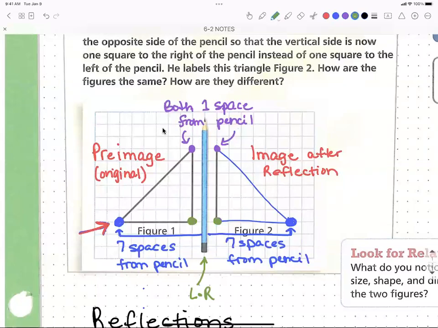As long as you reflect each point individually, when you reconnect the dots, you will get an image that is an exact mirror of itself. So a bit different than translations.